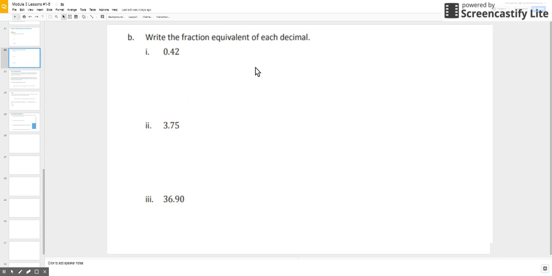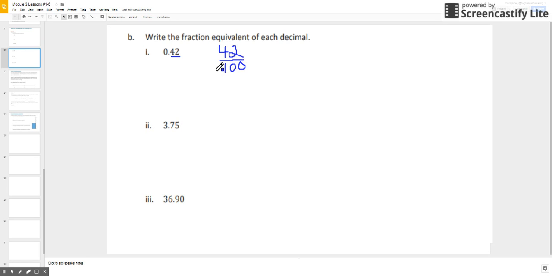All right, let's go the opposite direction. It says write the fraction equivalent of each decimal. So we're going to go the other way. If we look at this, this is 0.42. If there's a 0 here, that means there's no whole value. And this is 42 hundredths. That means we simply put the 42 over its place value, and this is 42 hundredths, so it goes over 100.